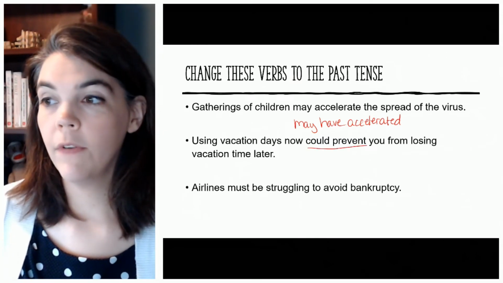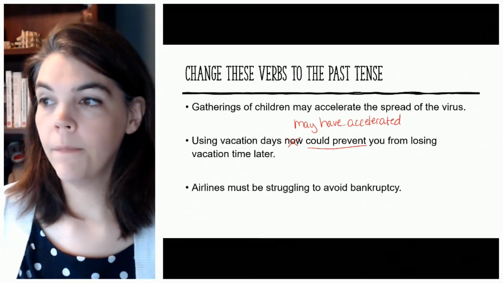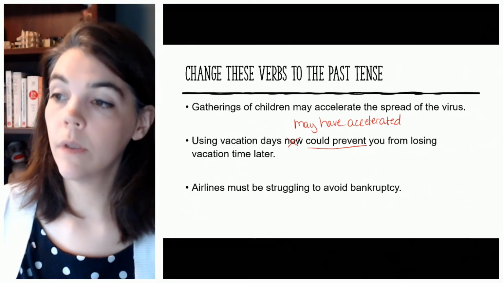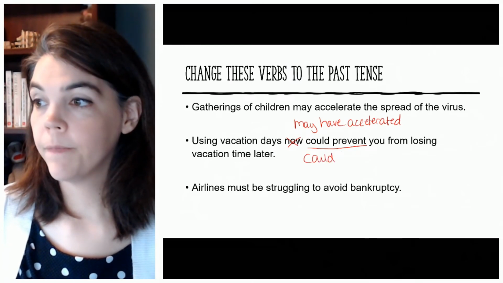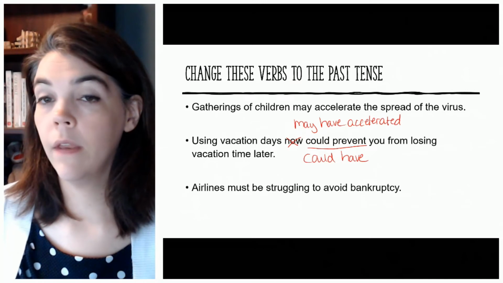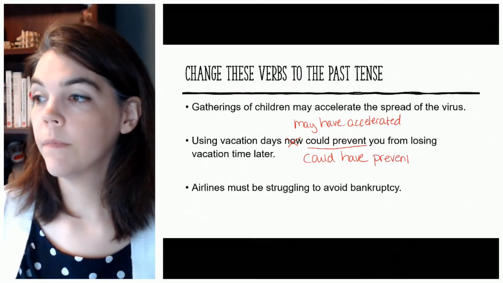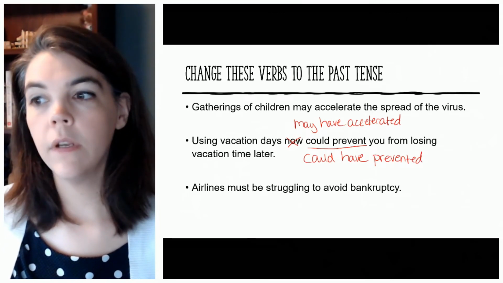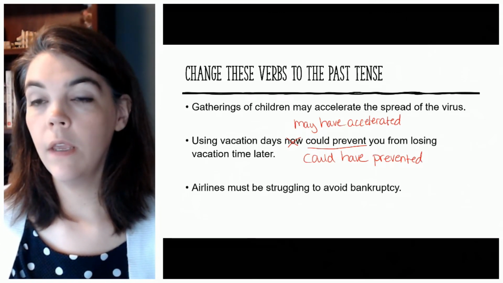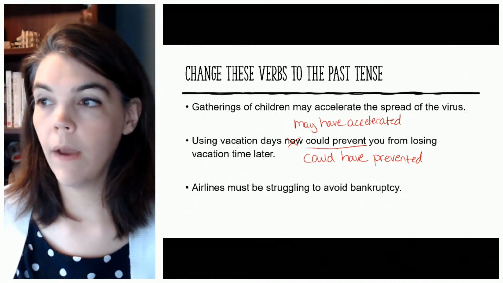So, well, first we have to get rid of now if we're going to put it in the past tense. So let's get rid of that. So we have could, have, and then prevented. Very good. All right, now the last one, a little bit different. I've put this in a present progressive form with a modal of certainty. Let's see how that would be different.